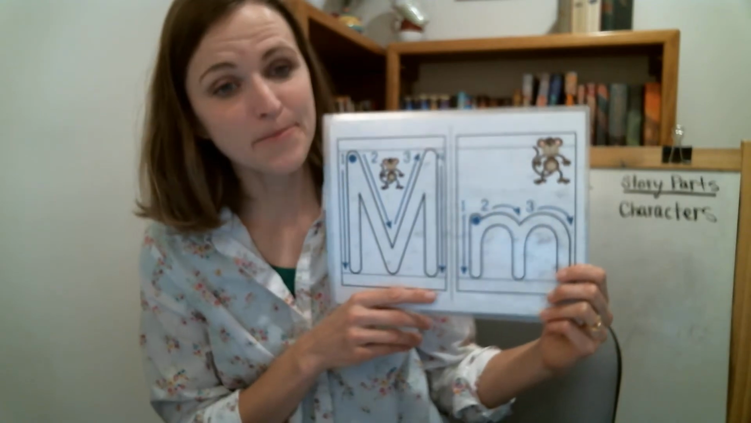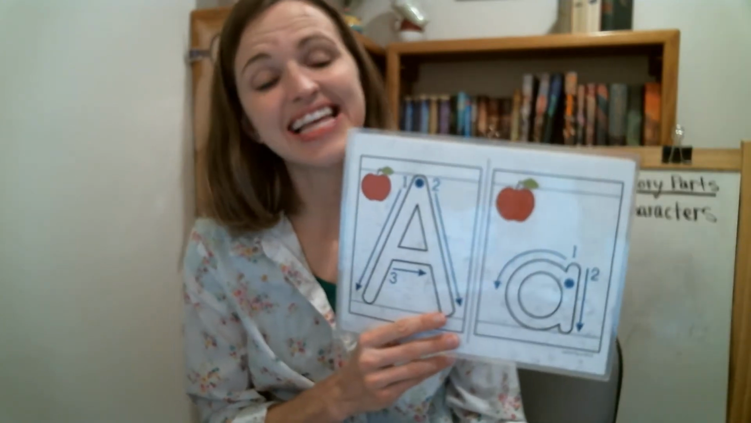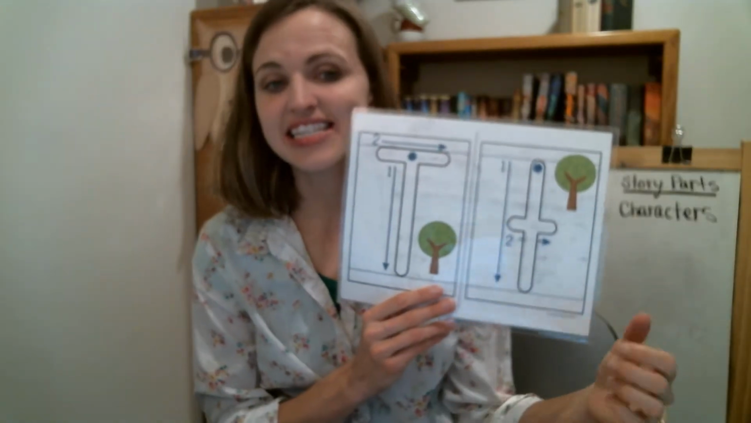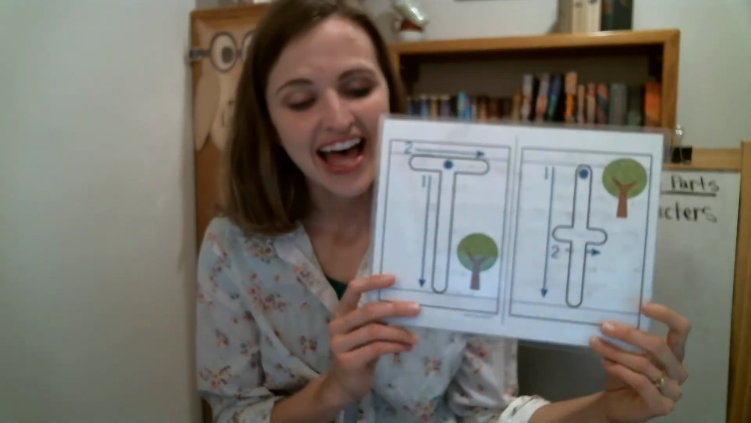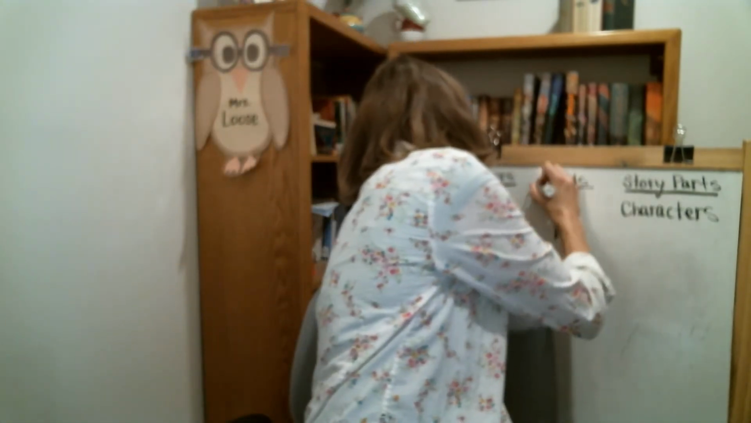The M says mm. Every letter makes a sound. The A says ah. Every letter makes a sound. The S says sss. Every letter makes a sound. The T says t. Every letter makes a sound. The T says t. Good work! I think we did it. We learned those letters really well.